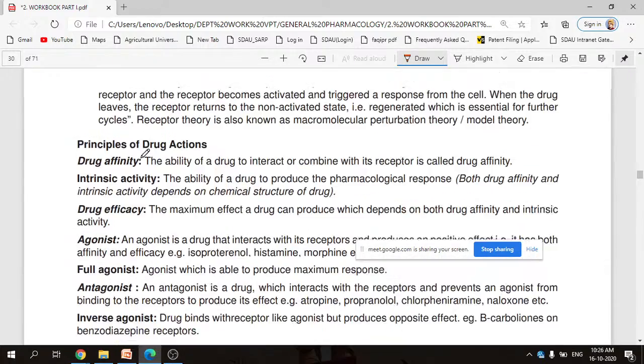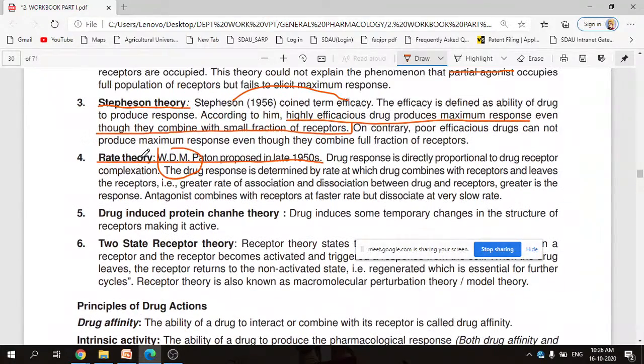It's very simple, no need to confuse. The drug response is directly proportional to the drug receptor complexation, or the drug response is determined by, or is directly proportional to, the rate at which the drug combines with the receptors and the rate at which the drug leaves the drug receptor complex.